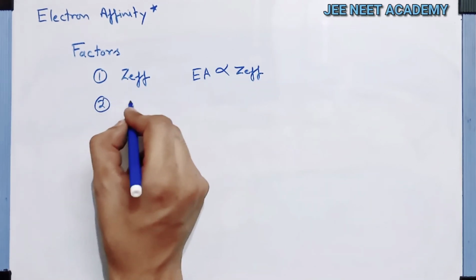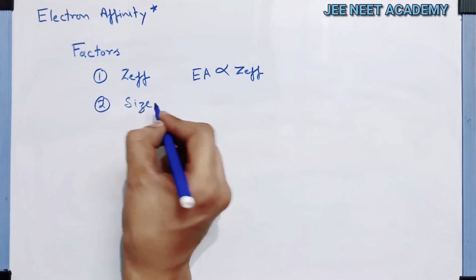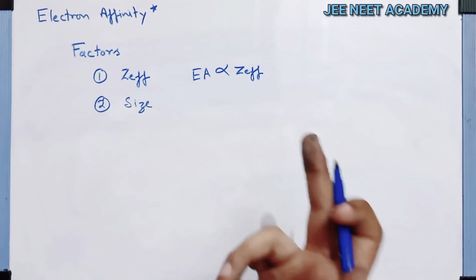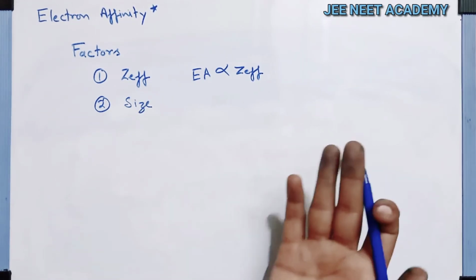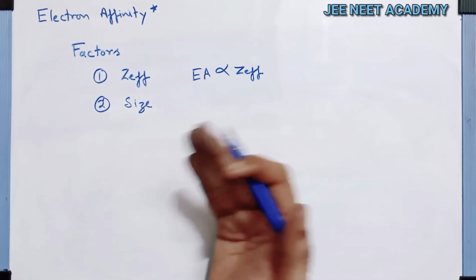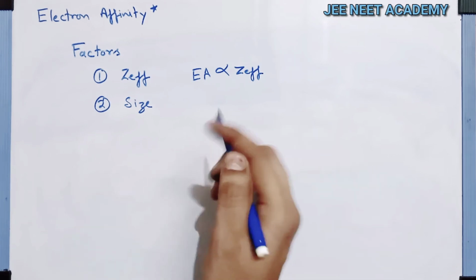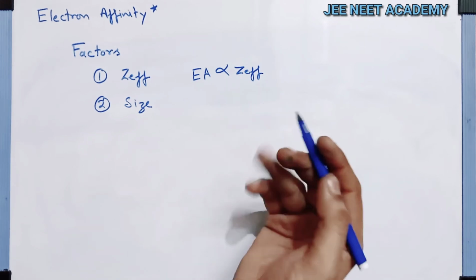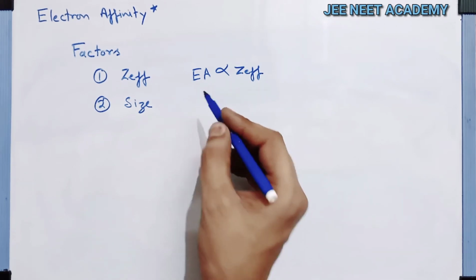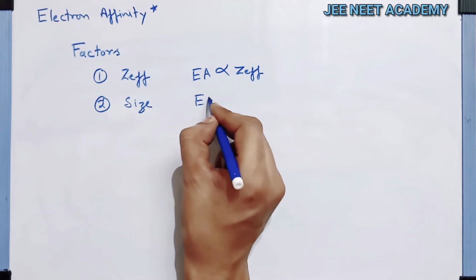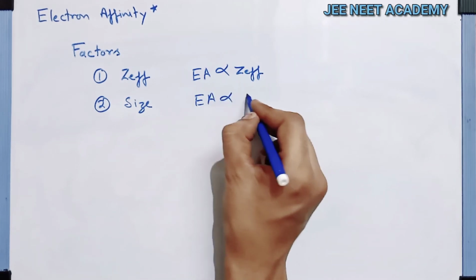Second, size. As the size increases, the nucleus to valence shell distance will be more, so the attraction will be less and electron affinity will be less. So electron affinity is inversely proportional to size.